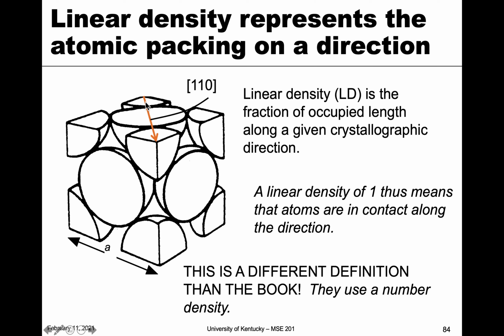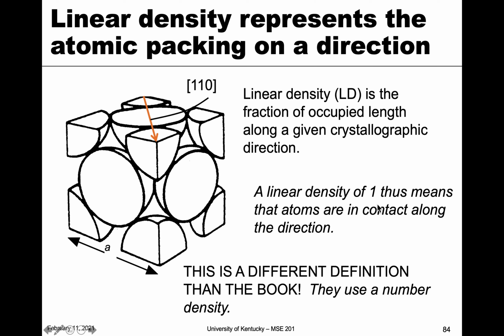So if I pick a length like is shown here, this is a 110 direction. I want to know the fraction of occupied length along a given direction. So how much of it is occupied by atoms or ions and molecules. In this case, a linear density of 1 would mean that the atoms are in contact and there's no empty space along that direction. So you kind of see that in this direction. The atoms are touching there and there, and so this is all occupied space or direction. And so this has the highest possible linear density of 1.